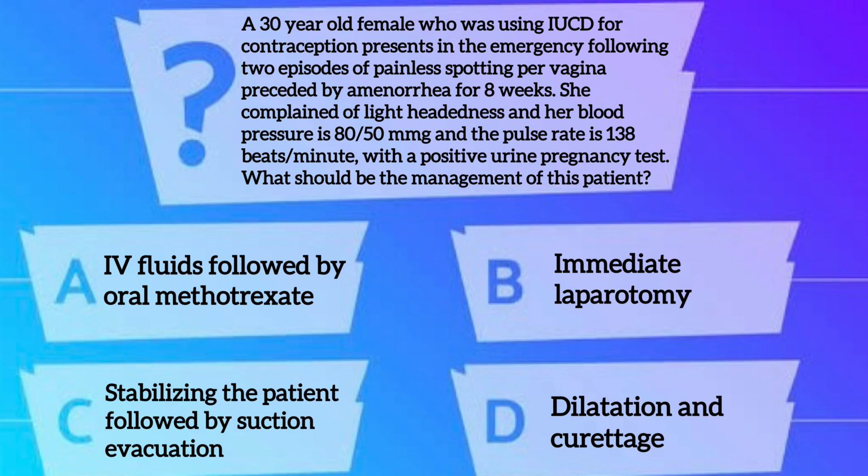Our next MCQ is about a 30-year-old female who was using IUCD for contraception, presents in emergency following 2 episodes of painless spotting per vagina preceded by amenorrhea for 8 weeks. She complained of lightheadedness and her blood pressure is 80/50 mmHg and the pulse rate is 138 beats per minute. With a positive urine pregnancy test, what should be the management of this patient?